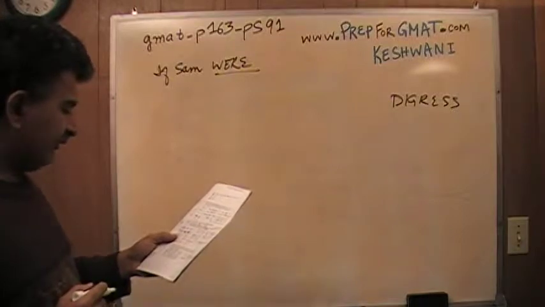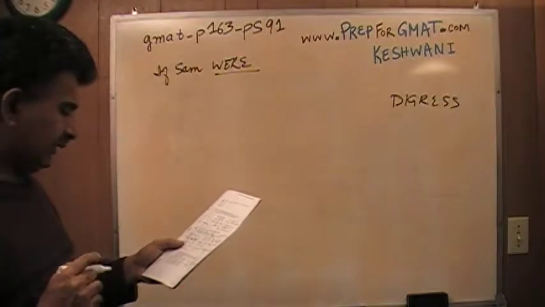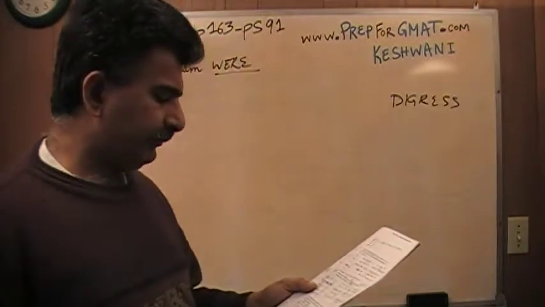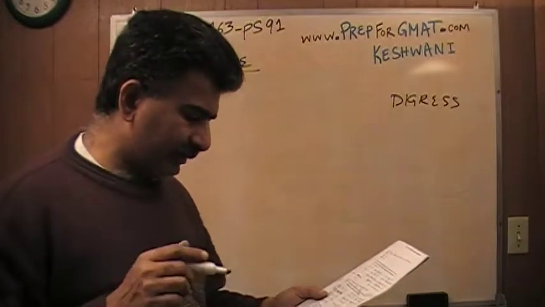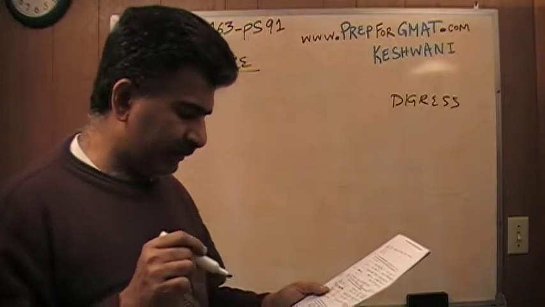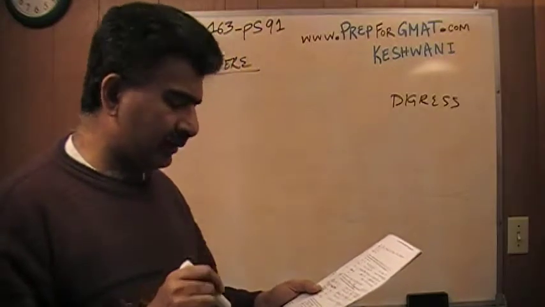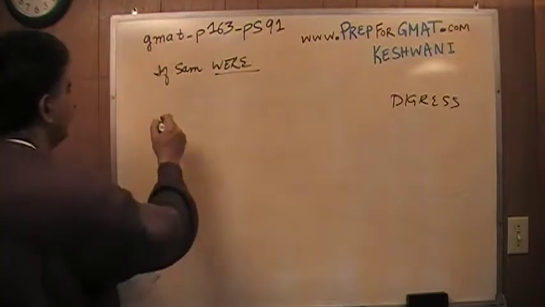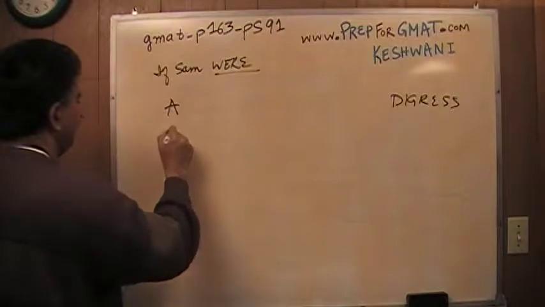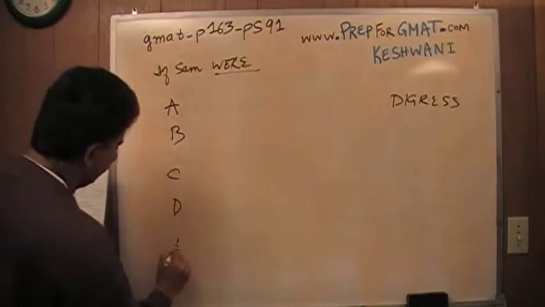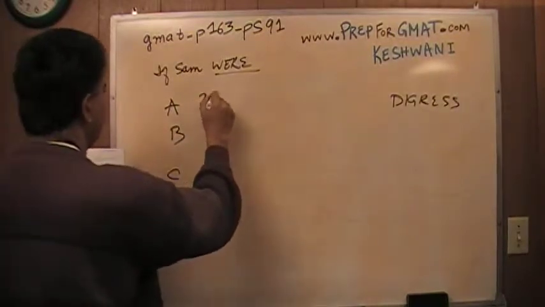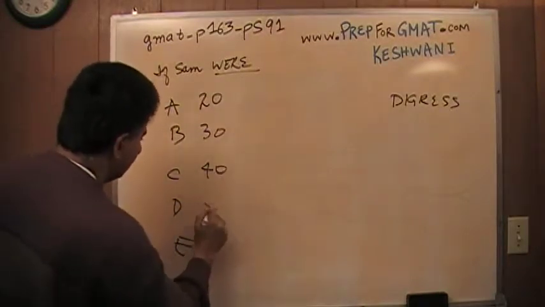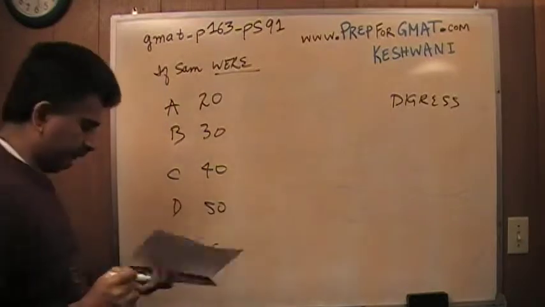If Sam were twice as old as he is now, he would have been 40 years older than Jim. All right. Then we are told that Jim is 10 years younger than Sam. Today, Jim is 10 years younger than Sam. Let's look at the answer choices. A, B, C, D, and E. 20, 30. They go in an increment of 10 years.